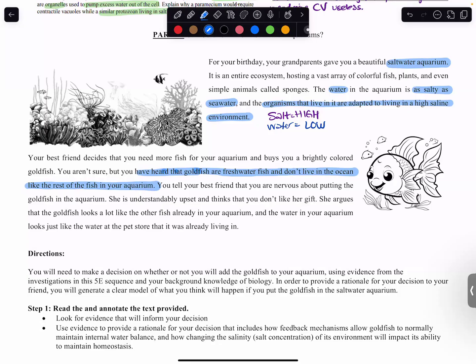So in a freshwater environment, so this is a saltwater environment. In a freshwater environment, we should know that the salt concentration is low, but the water concentration is high.